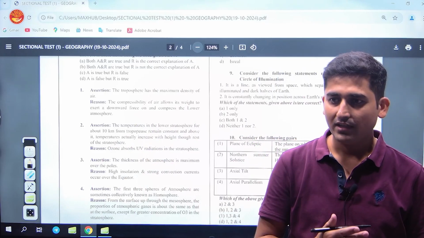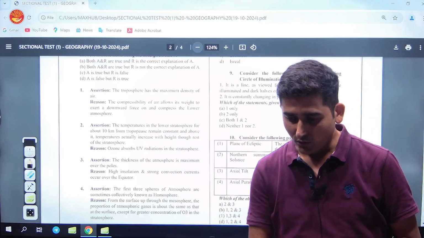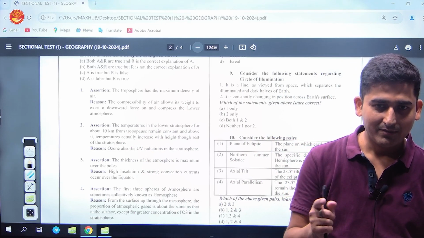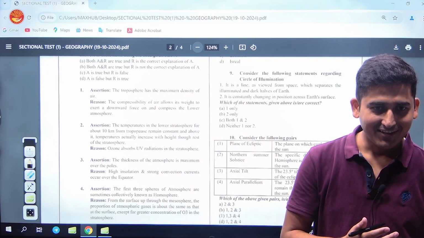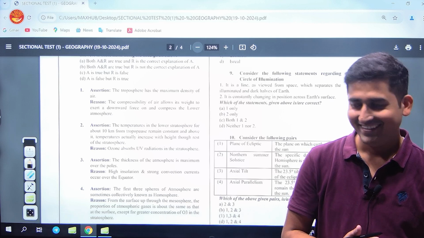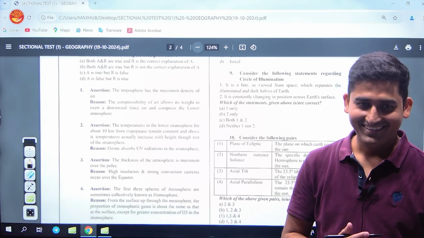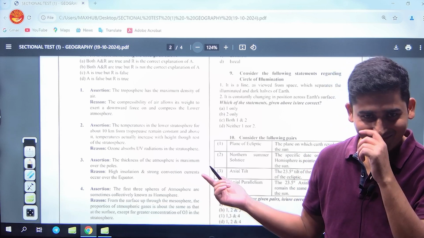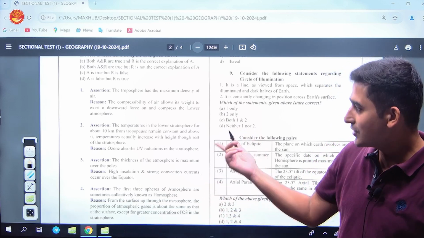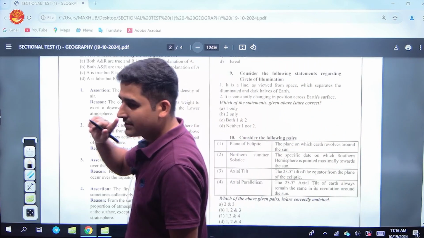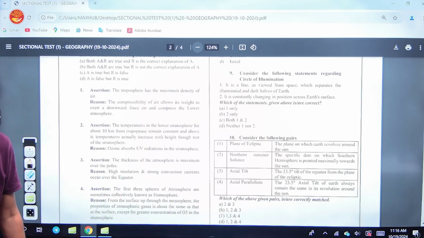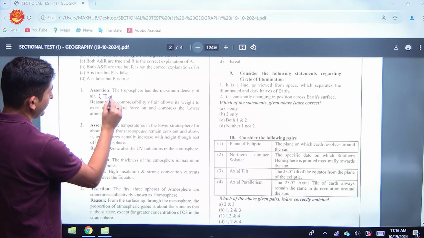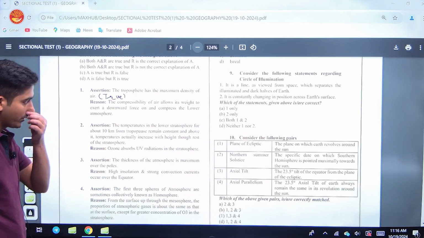You tell me, Rachi. True. You tell me, Jaslin. True. You, Manat. Sure? Neha thinks it is wrong. You were shaking your head like this, and I thought, what did I say? Neha feels it is wrong. So this is true. The troposphere, this is absolutely true. The assertion is absolutely true. This statement 1 is true. There is no doubt about it.